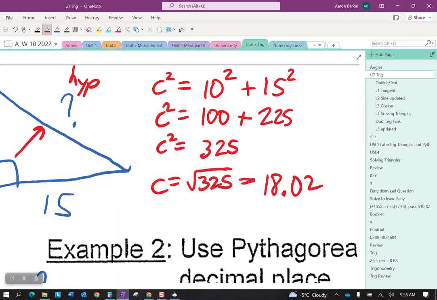Jen, you guys good with that calculator? Or need help? Oh, come on up. Let's have a quick look.